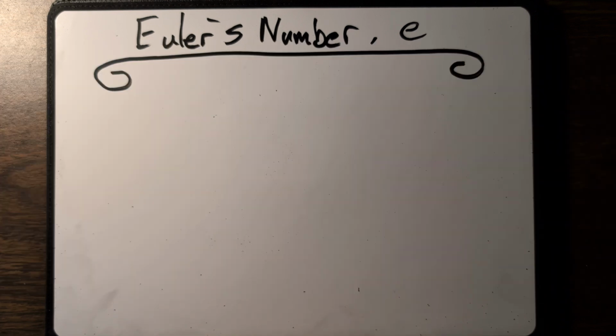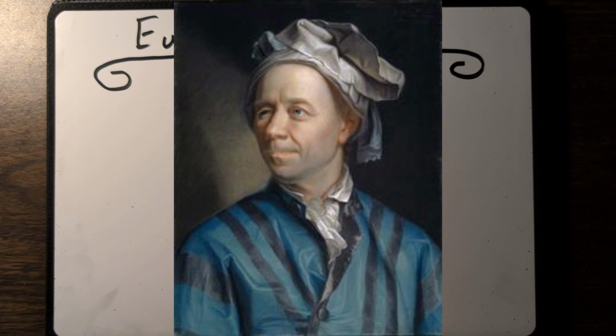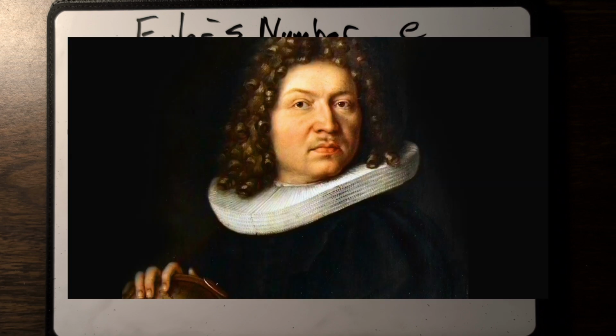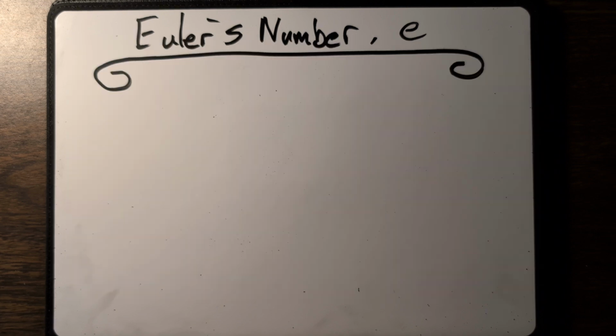Euler's number, denoted as e, is named after the Swiss mathematician Leonhard Euler. It is kind of interesting that it is named after Euler when the number was really first discovered by John Napier in 1618 and properly introduced by Jacob Bernoulli in 1683. To understand why e is named after Euler, we first must understand where it comes from.